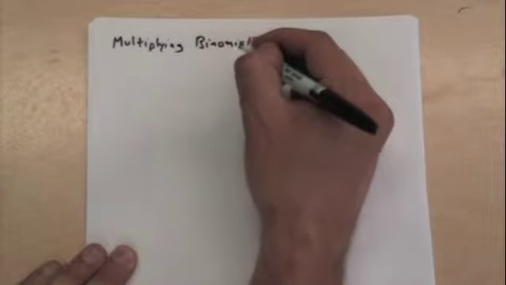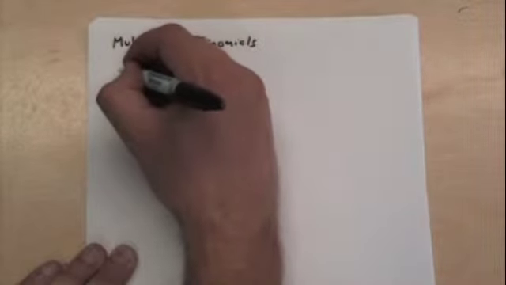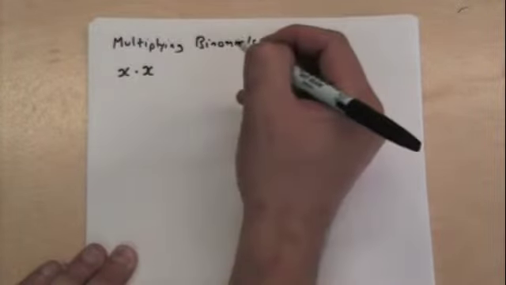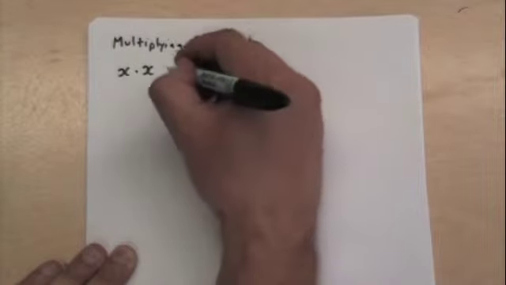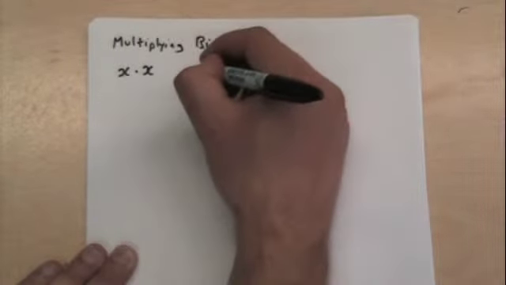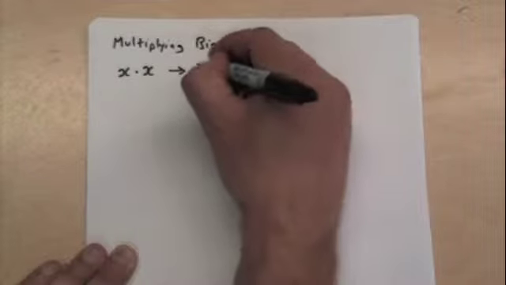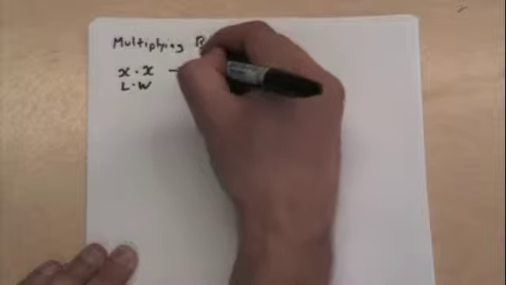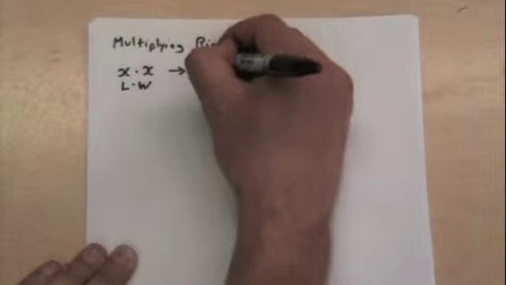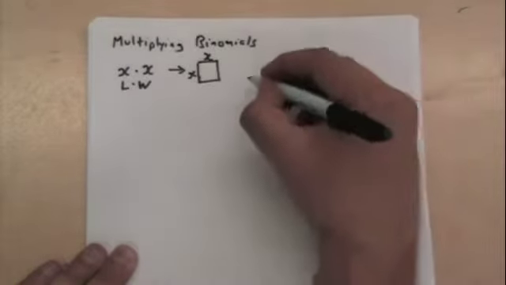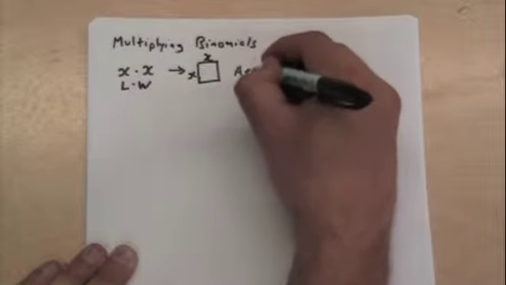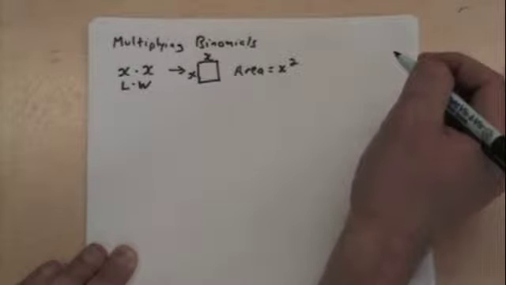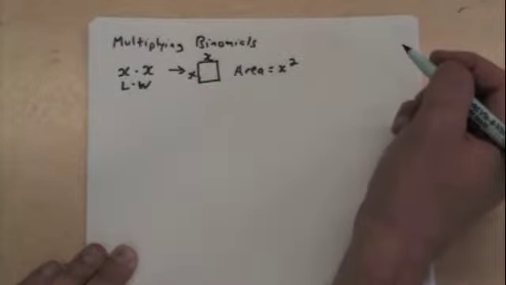So when we're multiplying 2 binomials, for example, x and x, those are actually monomials, not binomials. But if we wanted to multiply those, of course we know the answer is x squared, but we could also draw it out. We could think of this as a length times a width. The length is x, the width is x, and so the area is x squared, because x times x is x squared. That's where we start from, even though that's extremely easy.